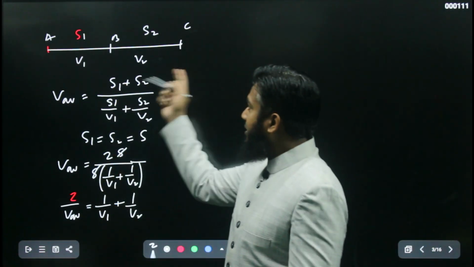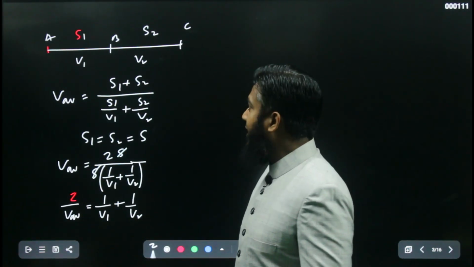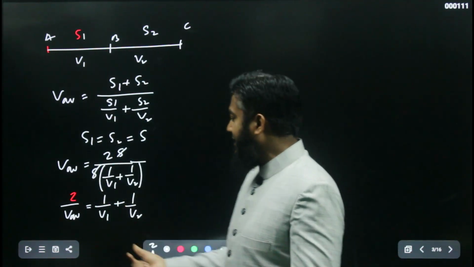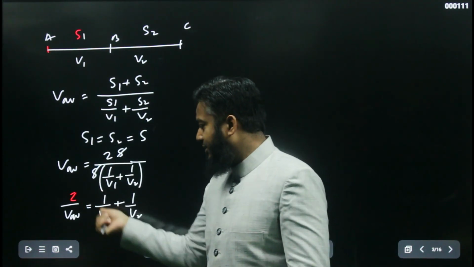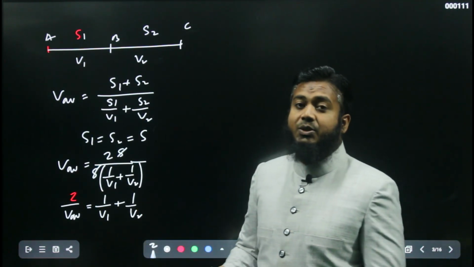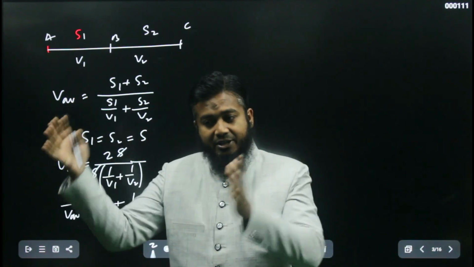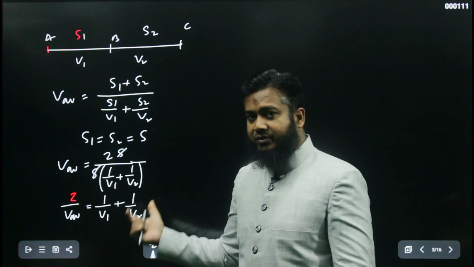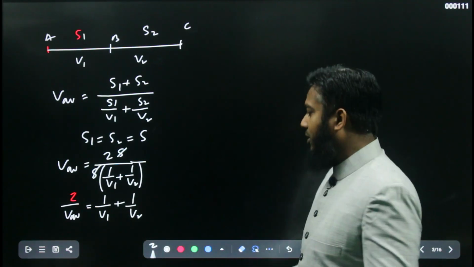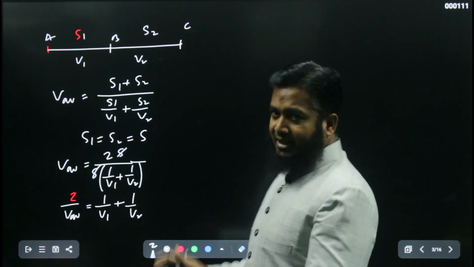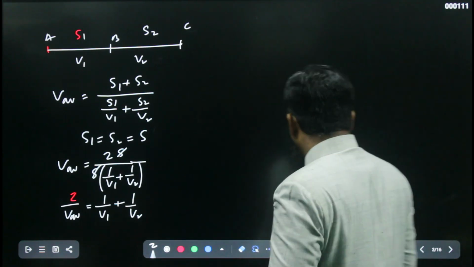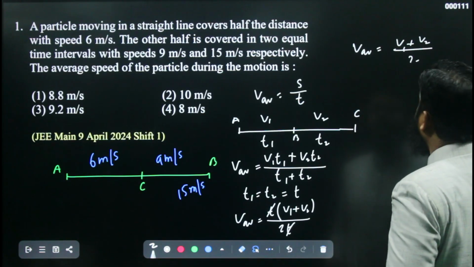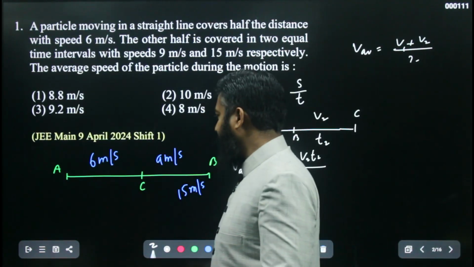Okay, so this whole journey has been divided into two segments of equal distances. The formula is 2 upon v average is equal to 1 upon v1 plus 1 upon v2. If the journey has been divided into 3 equal segments, it would be 3 upon v average is equal to 1 upon v1 plus 1 upon v2 plus 1 upon v3. Okay, this is the case. We have to solve the question given to us considering these cases.